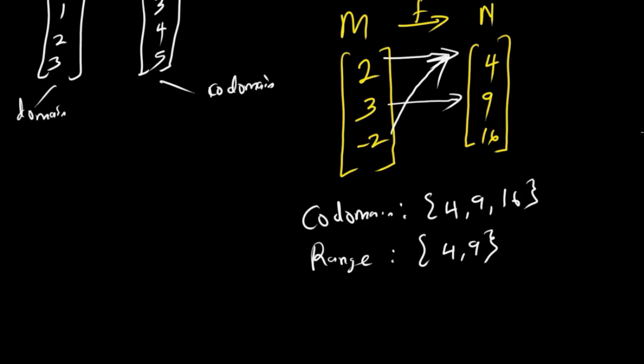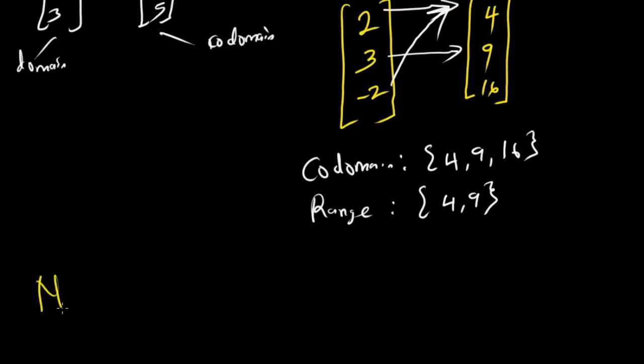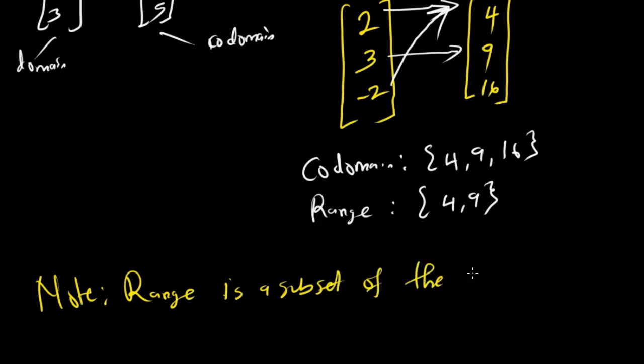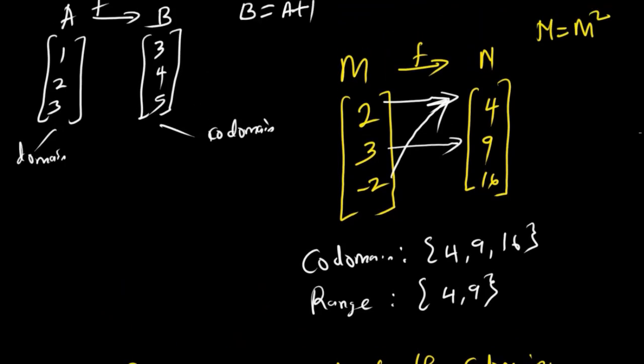So we should know that the range of a function is always a subset of the codomain, just like we see here. So we should note that always the range is a subset of the codomain. So we can have the codomain as all the elements of set B, but the range is only the set of the images of elements in set A. So that's the major difference between the codomain and the range.